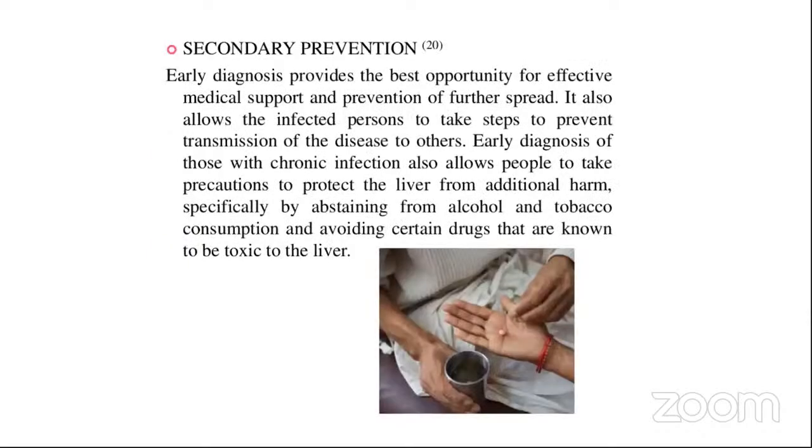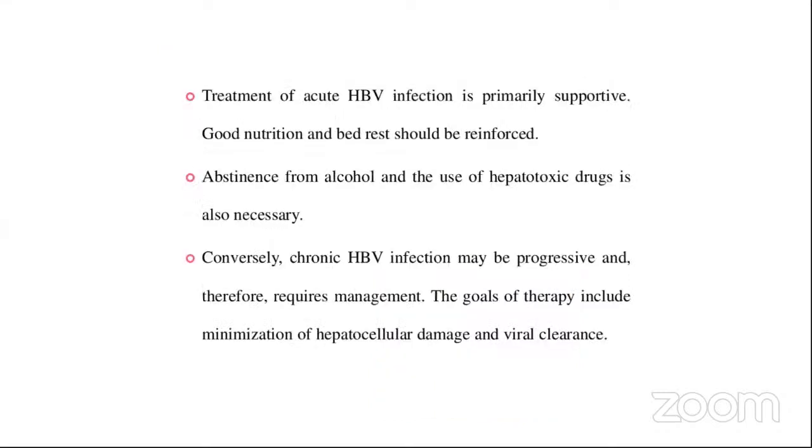Secondary prevention is effective diagnosis and medical support, which is important. So we need a perfect diagnosis, and we have to stay free from alcohol and tobacco consumption and avoid certain drugs that are toxic to the liver. In this way, we can give good treatment, and good support is necessary for the patients. Good nutrition is important, bed rest is important, and alcohol consumption should be totally stopped, because it is harmful to the liver, and it will help the virus grow again and cause infection in the liver.